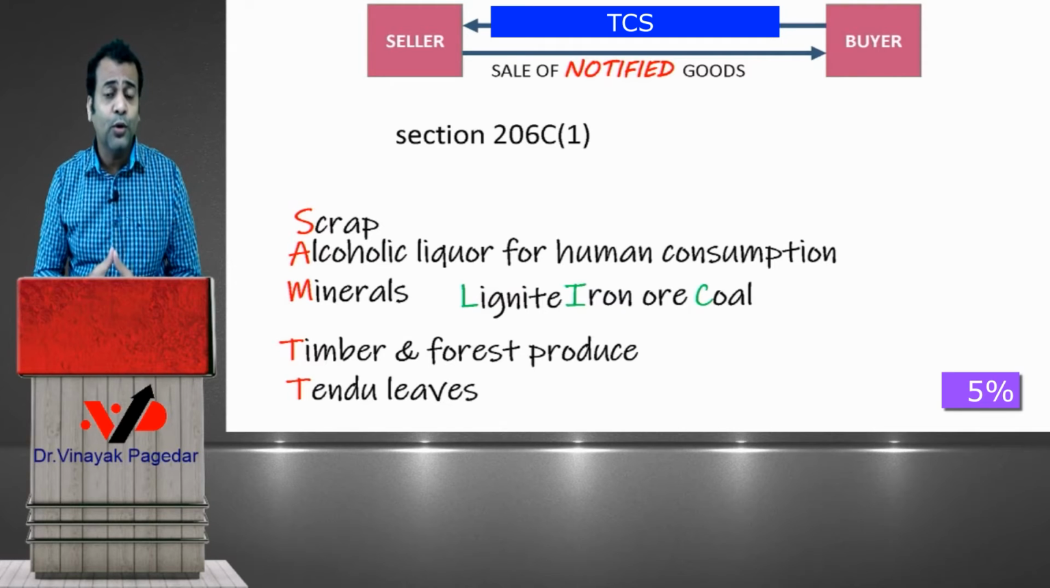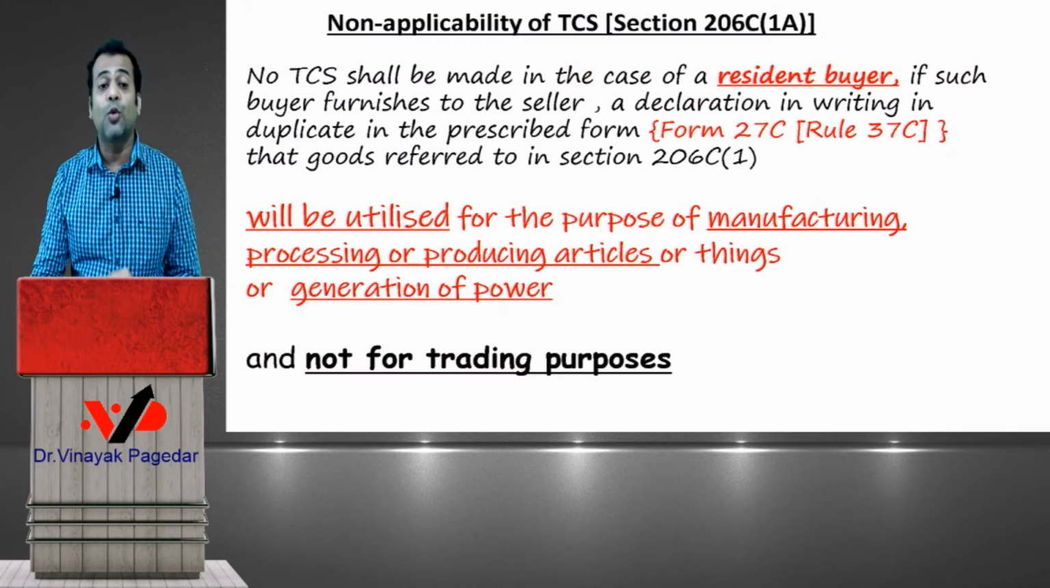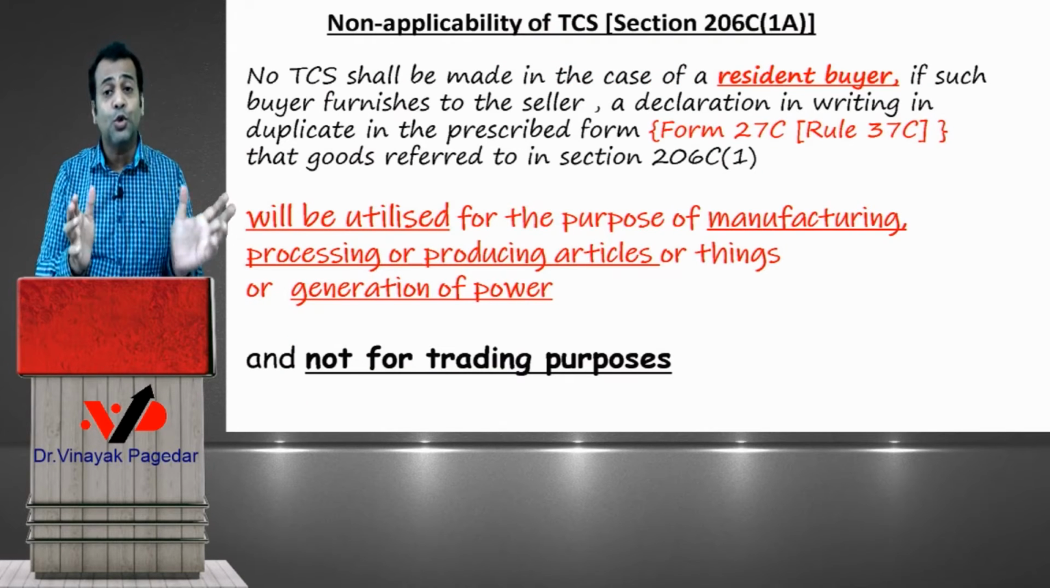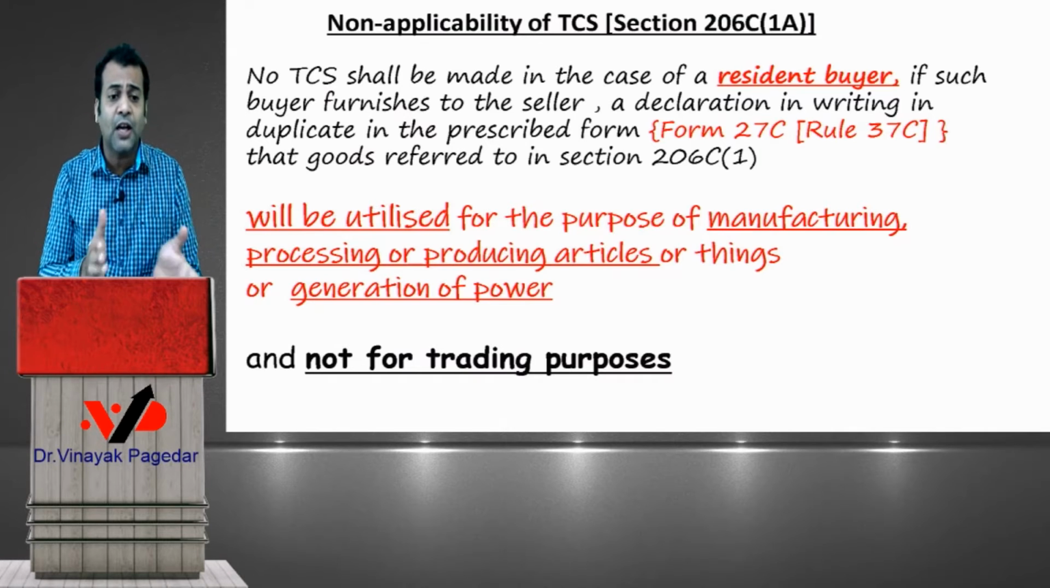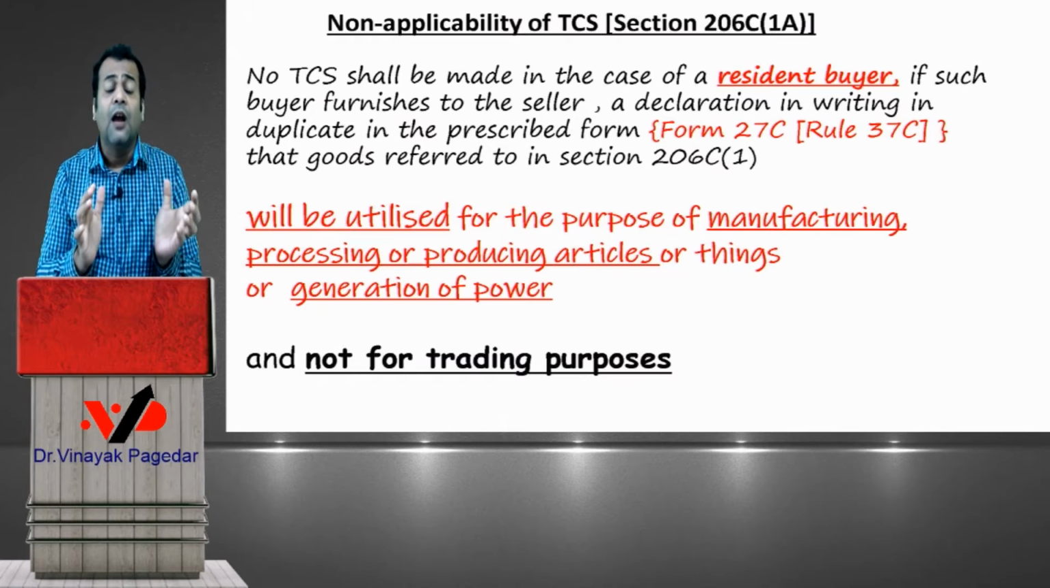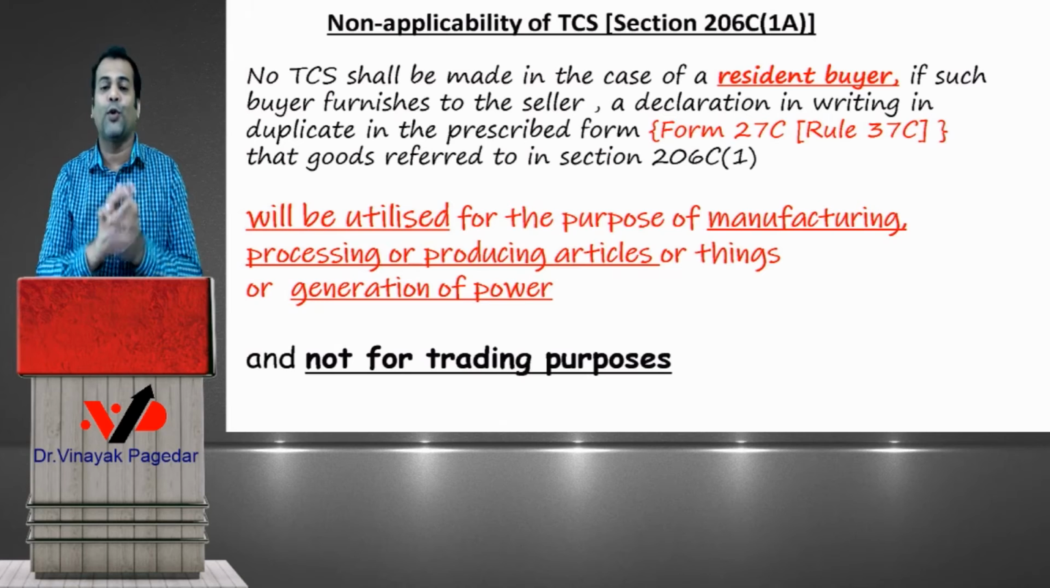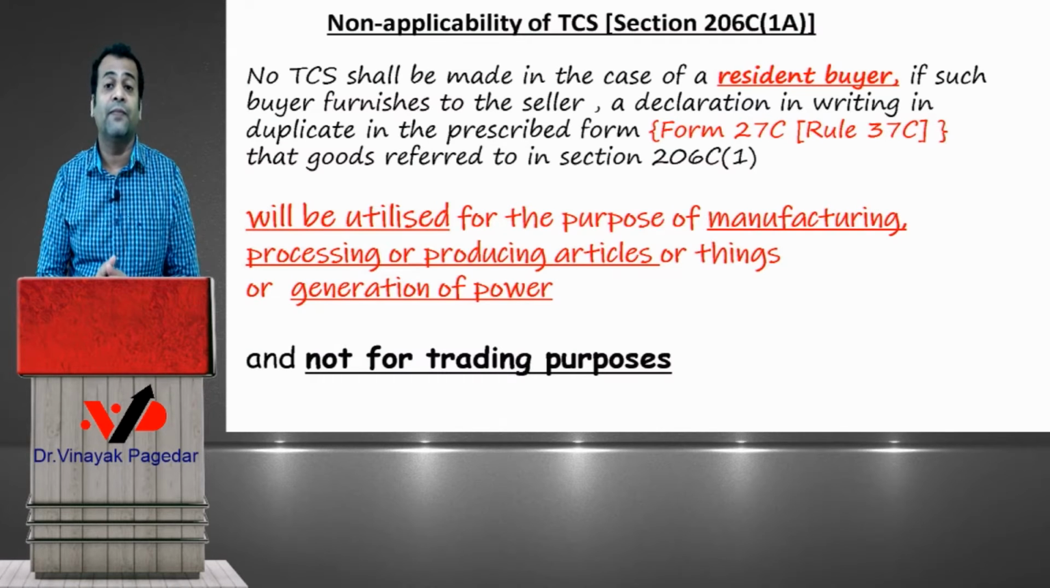Correct? Now I've told you that TCS will apply on these goods, but let's see where TCS won't apply. Section 206C 1A says that TCS will not apply in case the buyer is a resident and he furnishes a declaration in the prescribed form, that is Form 27C under Rule 37C, that the goods will be utilized either for manufacturing or production of any article or thing, or for the generation of power, but not for trading purposes. So if I furnish a declaration that I am going to use these goods for further manufacture or for the generation of power and not for trading, then TCS will not apply to me.